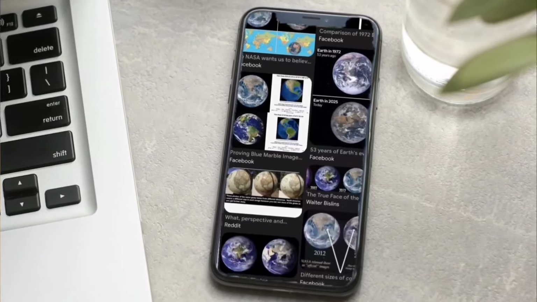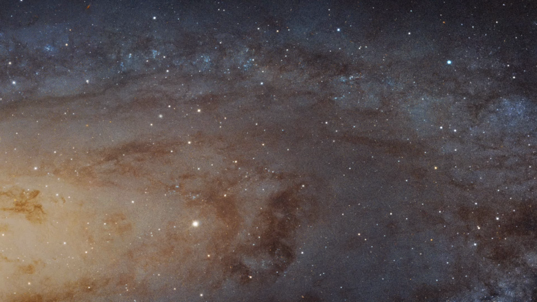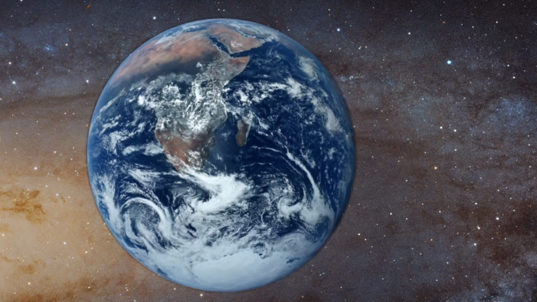Have you ever fallen down an internet rabbit hole and gotten confused about how the continents appear to be different sizes in different satellite photos of the Earth? This is again all about perspective.